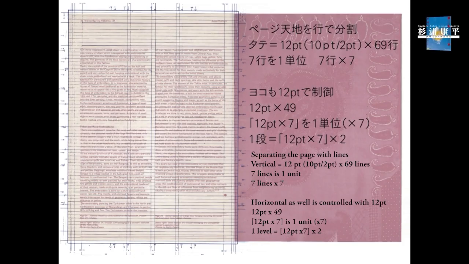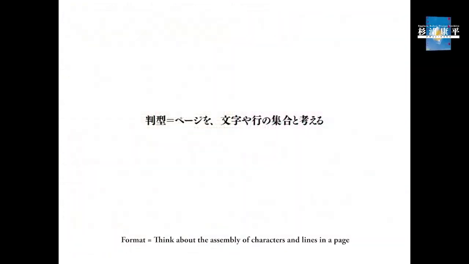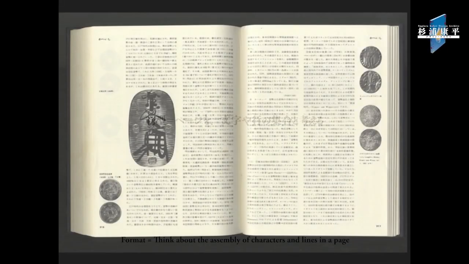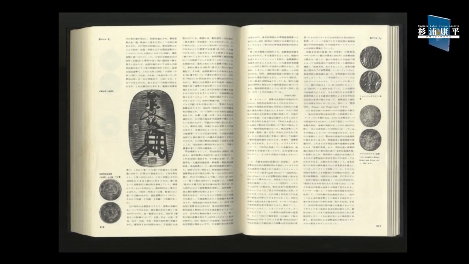Let us observe Asian Culture. The vertical measure is 49 pica, 49 lines, taking 7 lines as a unit. The entirety can be divided into 7 parts. The horizontal direction also uses 1 pica as the unit. There are 49 parts, and here as well it is broken down as 7 times 7.